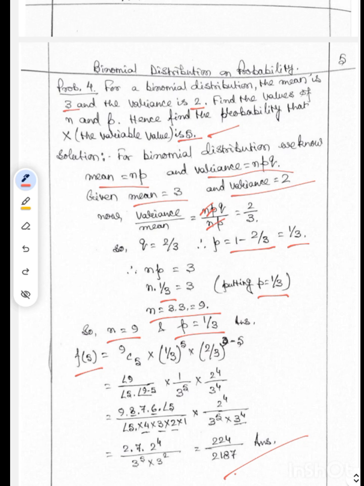In conclusion, what I am saying is that again it will be applied in case of repeated trials. The trials are independent and outcomes are divided into 2 categories, success and failure. This is the main point to remember for applying binomial distribution.